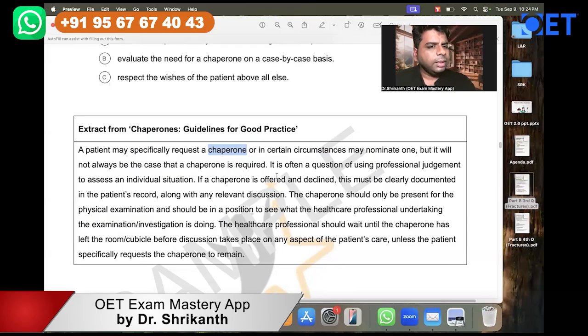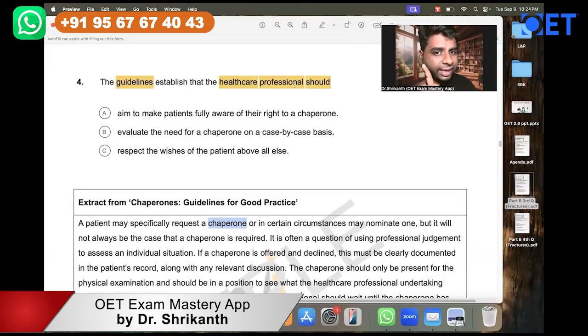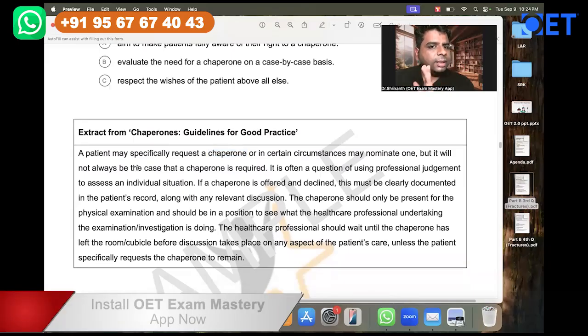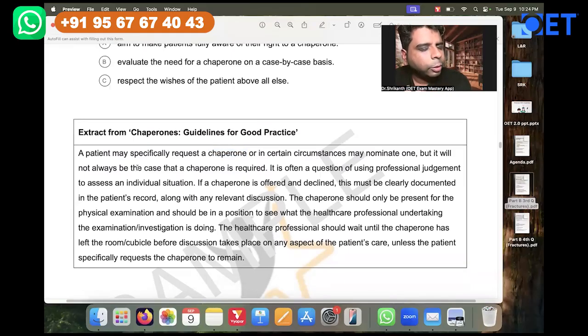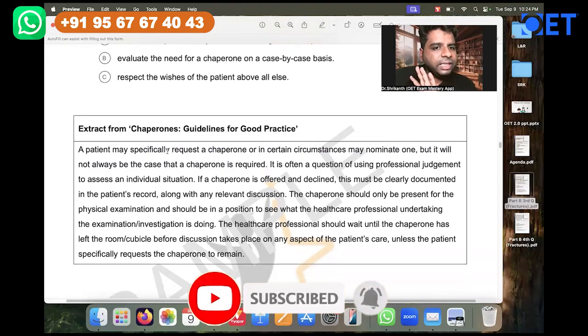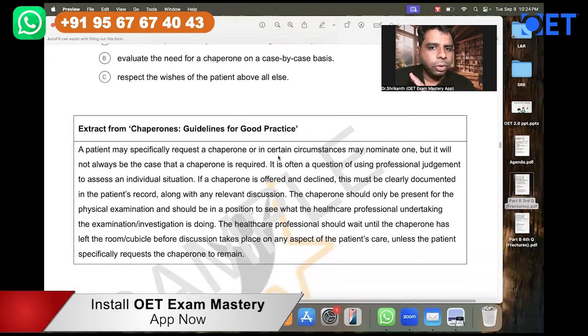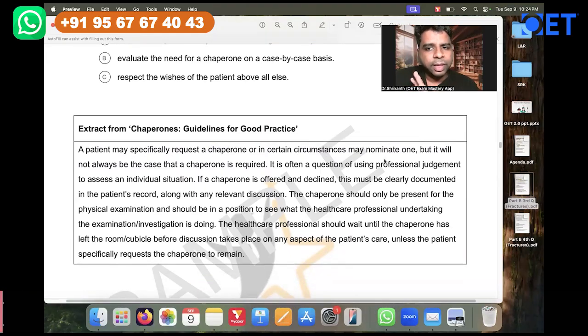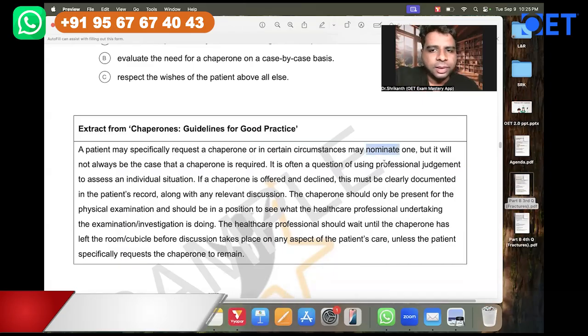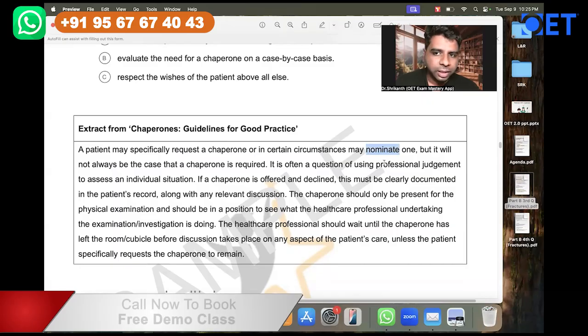Now, anyway, your duty is to find what is expected from the healthcare professional. But when you read the first sentence, nothing related to the healthcare professional is mentioned over here. Here they're just telling us a patient may specifically request a chaperone or in certain circumstances may nominate one. That is, they themselves will nominate a person. I want this person, I want that person. That is the meaning of nominate. Nominate means I want this person as my chaperone.